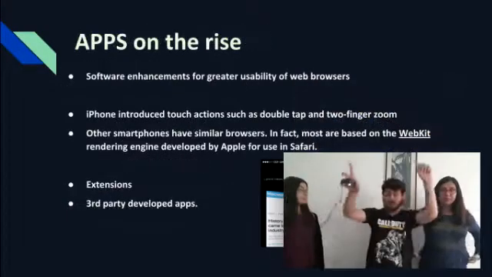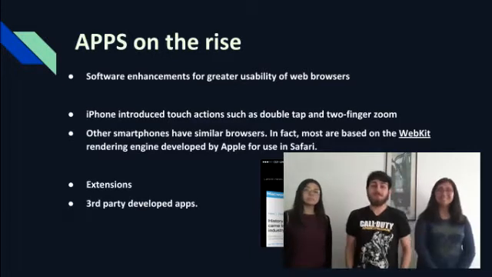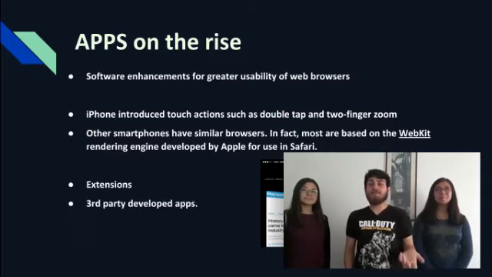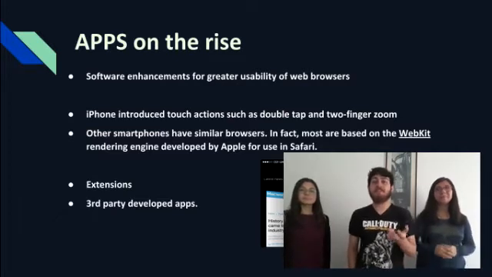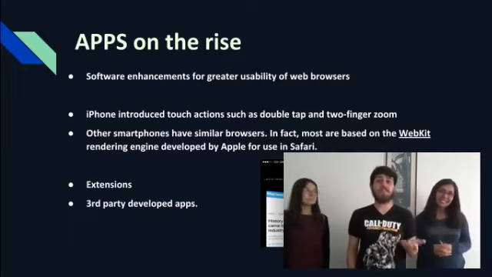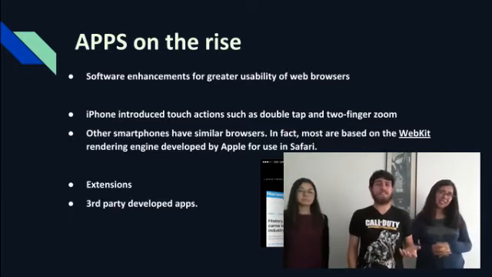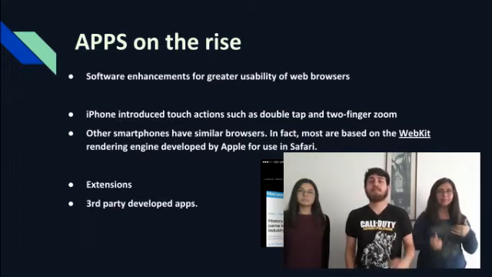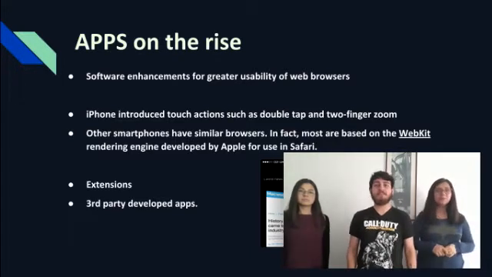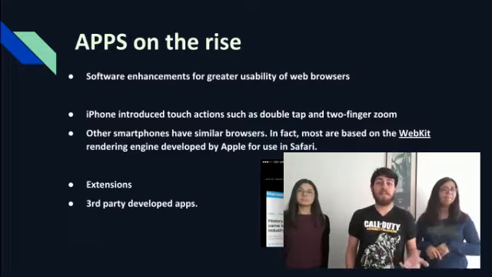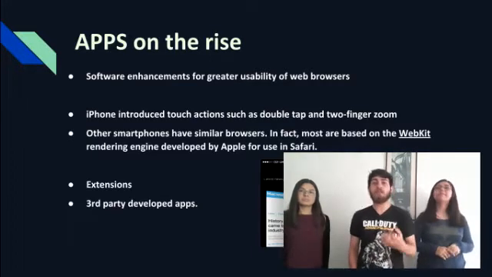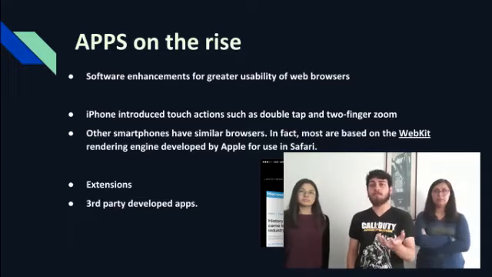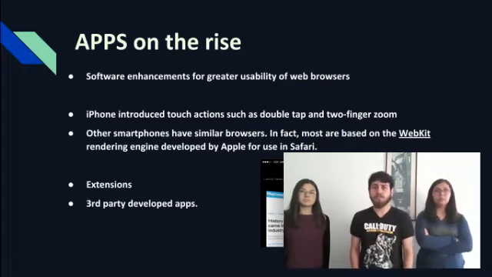Okay, now we have to talk about apps on the rise. Software enhancements for greater usability of web browsers, like high resolution screens, more powerful processors, more internal memory known as RAM, and faster internet connectivity. For example, mobile Safari was able for the first time to display the full web on a smartphone device.